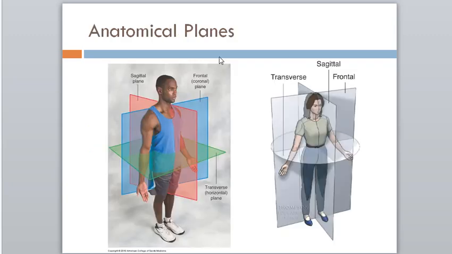So the three planes that exist in the body, the cardinal planes, are the sagittal plane, the frontal plane, and the transverse plane. The sagittal plane, the red plane here, divides the body into left and right halves. This frontal plane, that blue plane, divides the body into front and back halves, and the transverse plane, the green plane, divides the body into top and bottom.